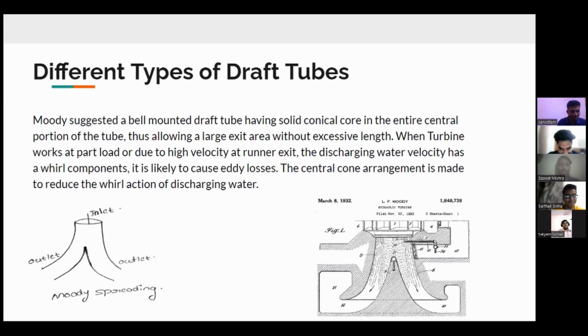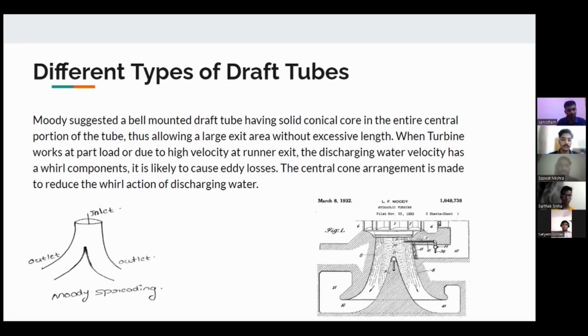This type of draft tube is a straight divergent tube, and it is not able to give sufficient increase in area without flow separation problems. It has a solid conical core in the central portion of the tube, thus allowing a large exit area without excessive length. Its central cone arrangement is made to reduce the whirl action of the discharging water.